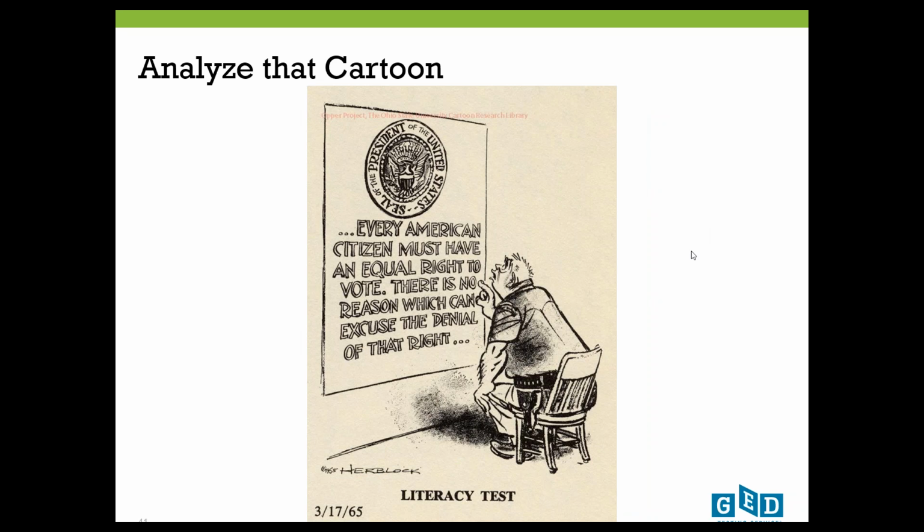One more cartoon. Take a look at that cartoon. Notice the date, March 17, 1965, and the label says it's a literacy test. So what is this person reading? Every American citizen must have an equal right to vote. There is no reason which can excuse the denial of that right.